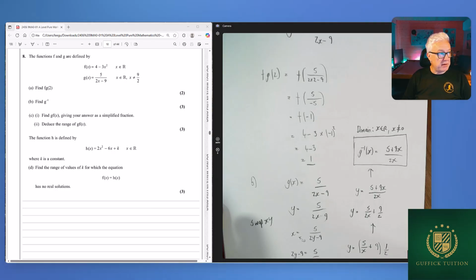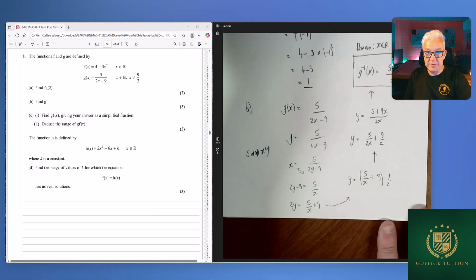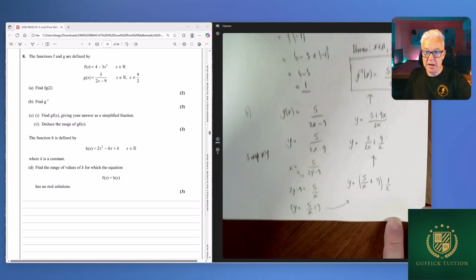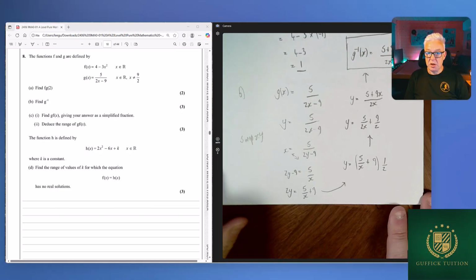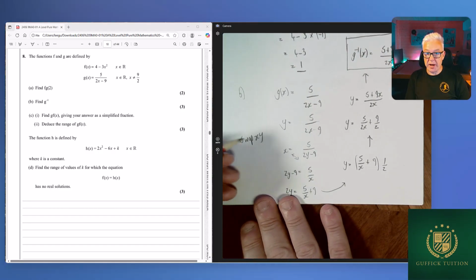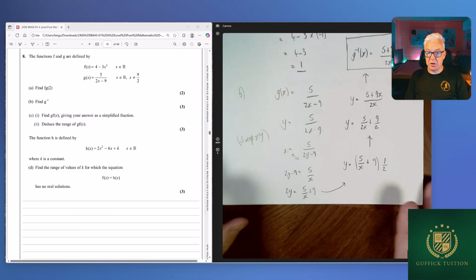Part B, it says find the inverse of this function. Okay, so let's have a look at finding the inverse. Now, in order to find the inverse, there's various ways that this is taught, and I prefer just to use the swapping x and y over method. So that's what I'm going to use.